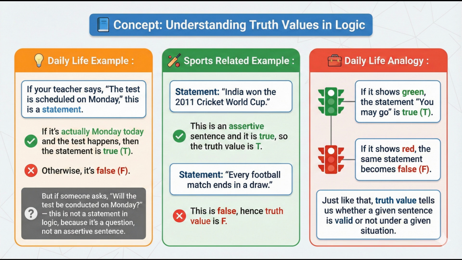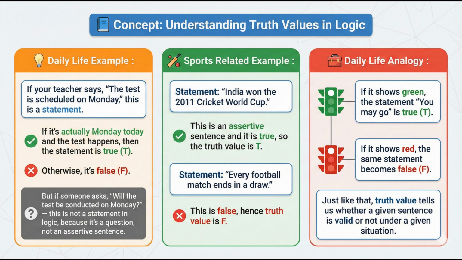Sports-related example. Consider this statement. India won the 2011 Cricket World Cup. This sentence is assertive, and the fact is correct, so the truth value is T. Now consider another statement. Every football match ends in a draw. This statement is false, so its truth value is F.